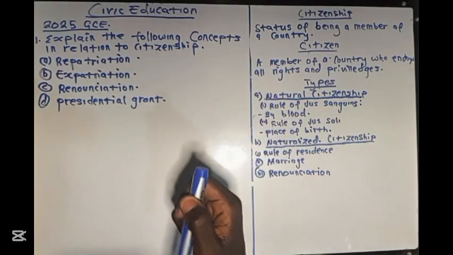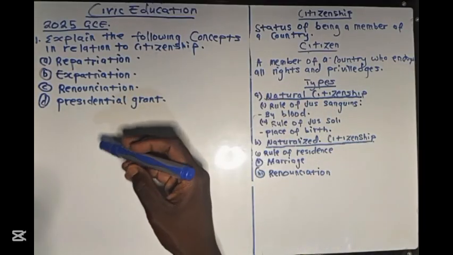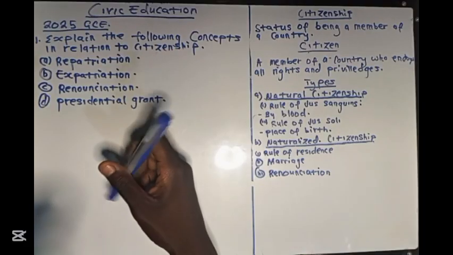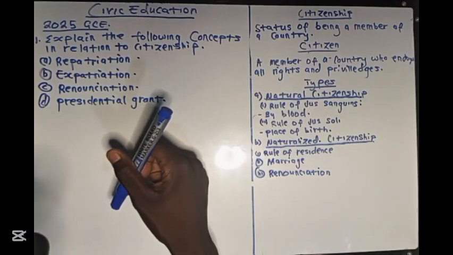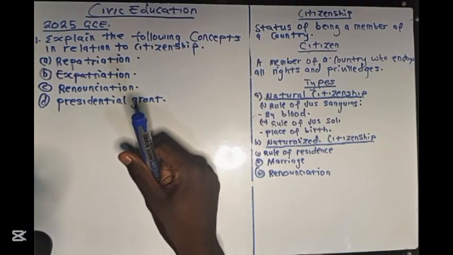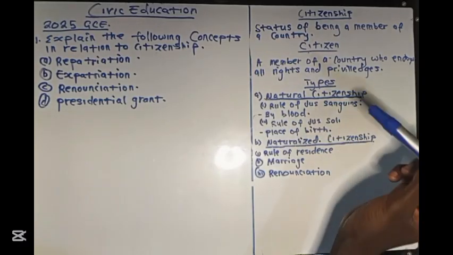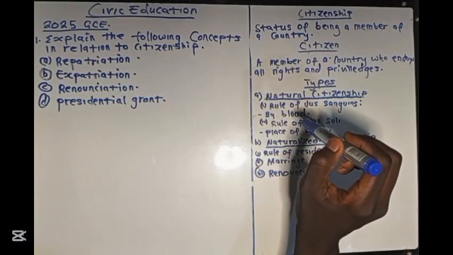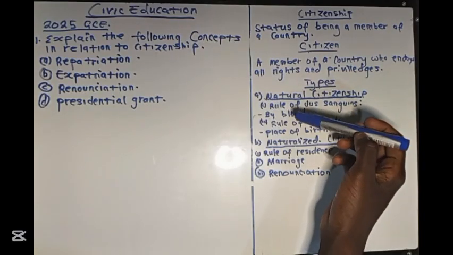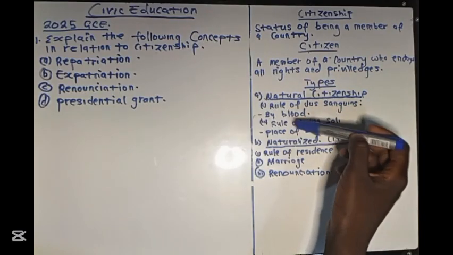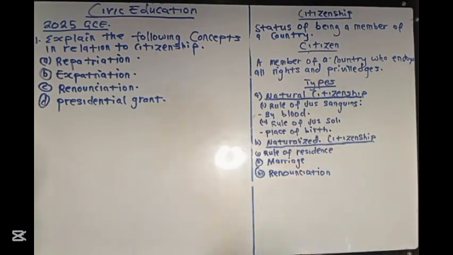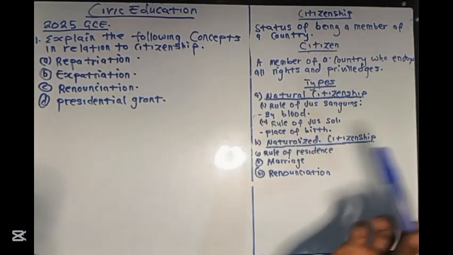Let's take, for example, two parents from Zambia who went on to have a child in Congo. If we follow the rule of jus sanguinis, that child is Zambian. Why? Because the parents are of Zambian origin. So we are going to say by blood, the child is Zambian. That is the first rule.